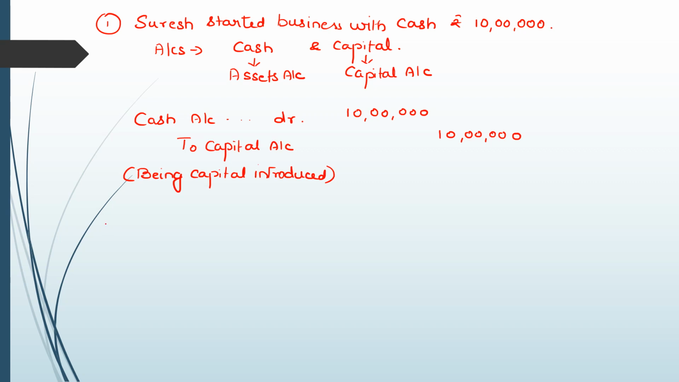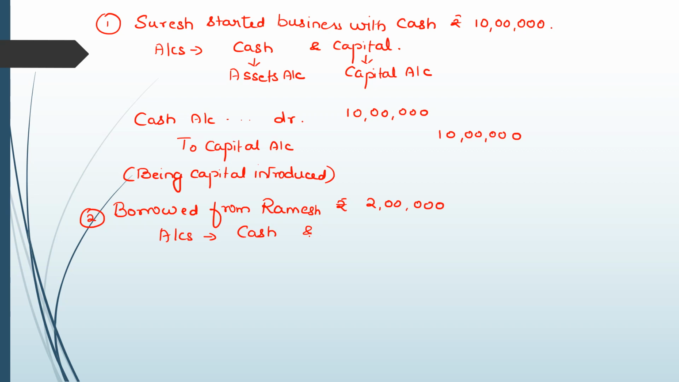Now let us go to the next example. We'll take the next example of borrowed from Ramesh rupees 2 lakh. Now here 2 lakh has been borrowed from Ramesh. So as I told you, what are the accounts involved? The first step is to identify the accounts. The accounts involved are here money has been borrowed, so money is going to come in, so there is going to be cash. And the other account is the person who has lent it, the lender account. The lender account is here Ramesh. So he has lent. So cash account and Ramesh account is involved.